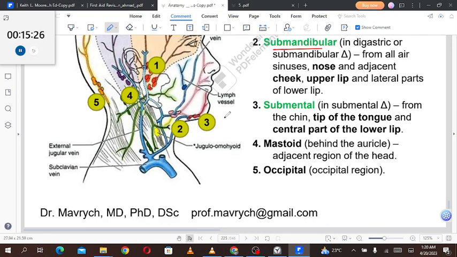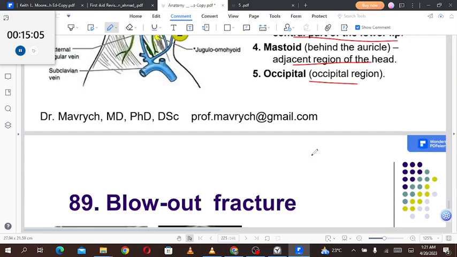Submental lymph nodes, which are present just below the chin, in the submental triangle, drain the chin, tip of the tongue, and the central part of the lower lip. The mastoid lymph nodes are behind the auricle, point number 4. They are adjacent to the region of the head. The occipital lymph nodes receive the lymph from the occipital region.